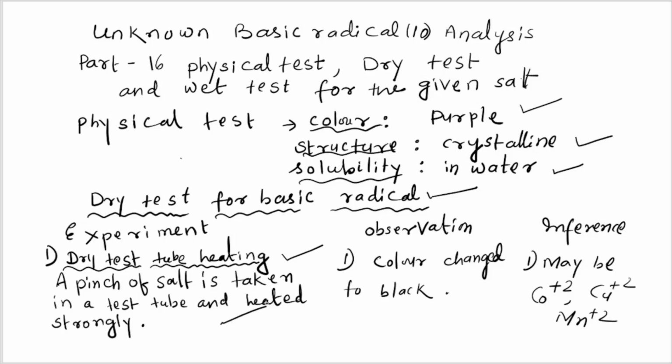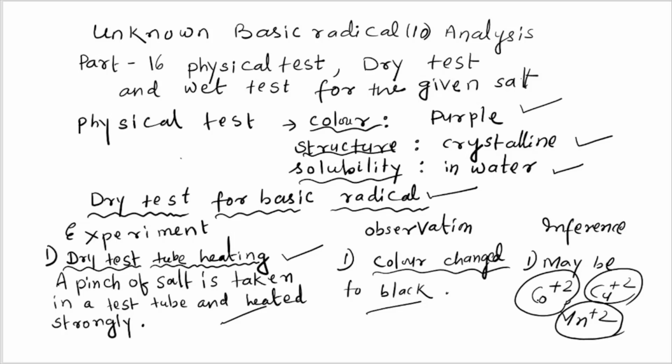That means, what happens in the test tube? What is the color of the salt given? Purple. The color changes to black, and it may be Co+2, Cu+2 or Mn+2. You will find which one is present in our wet test, that is the confirmatory test.